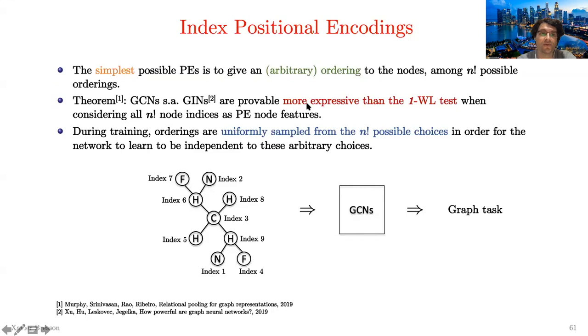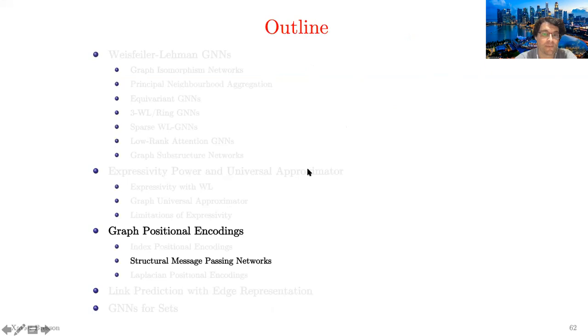The thing which is not practical is that we need to consider n factorial permutations of the node indexing. So what we do in practice is we uniformly sample from the n factorial possible choices, because we want the system to learn to be independent with respect to this arbitrary choice of node indexing, but there are too many. So the only thing we can do is to sample.